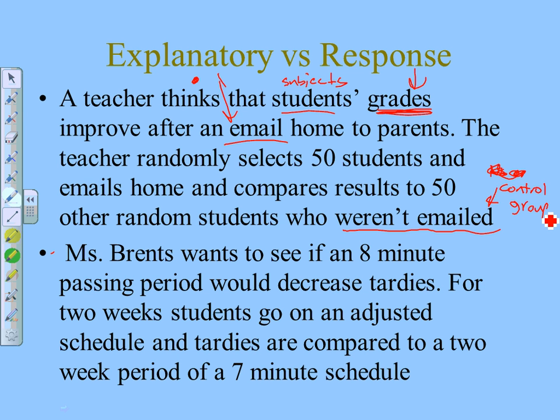All right, second one. Ms. Brents wants to see if an 8-minute passing period would decrease tardies. For 2 weeks, students go on an adjusted schedule, and tardies are compared to a 2-week period of a 7-minute schedule. You guys, write down what you think is the explanatory variable. Write down what you think is the response variable. Write down the subjects. Write down the control group.